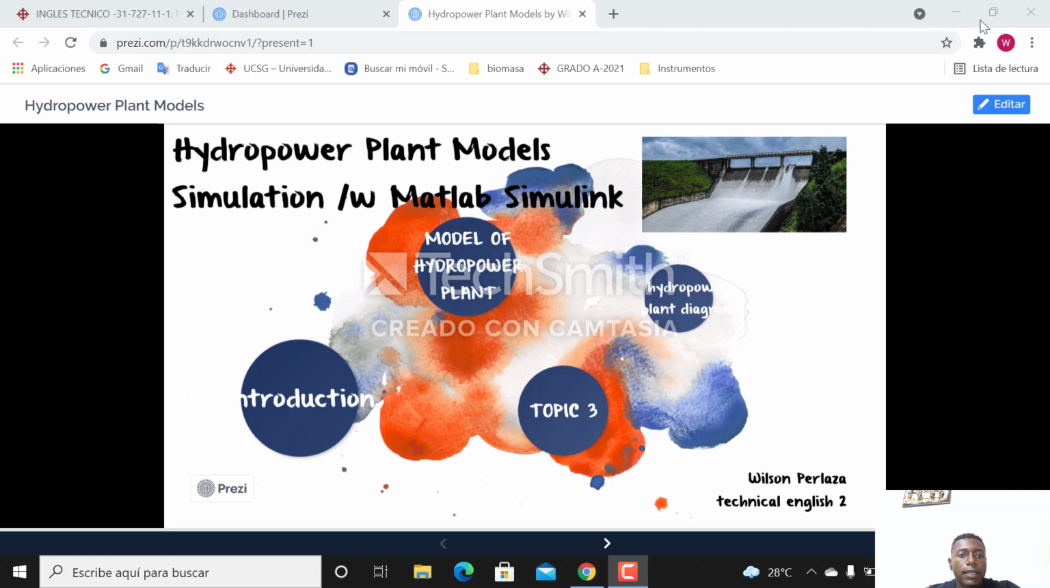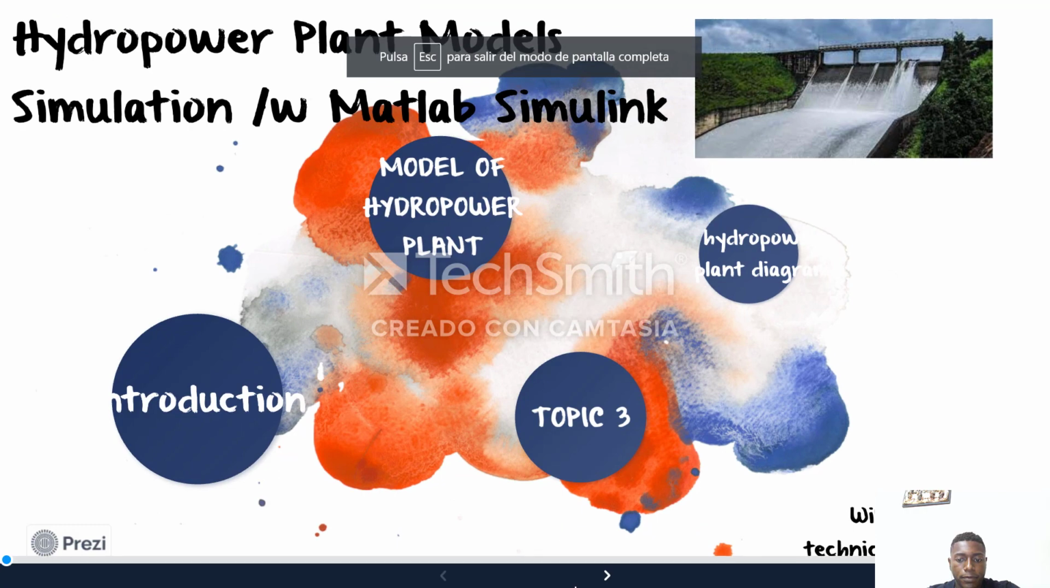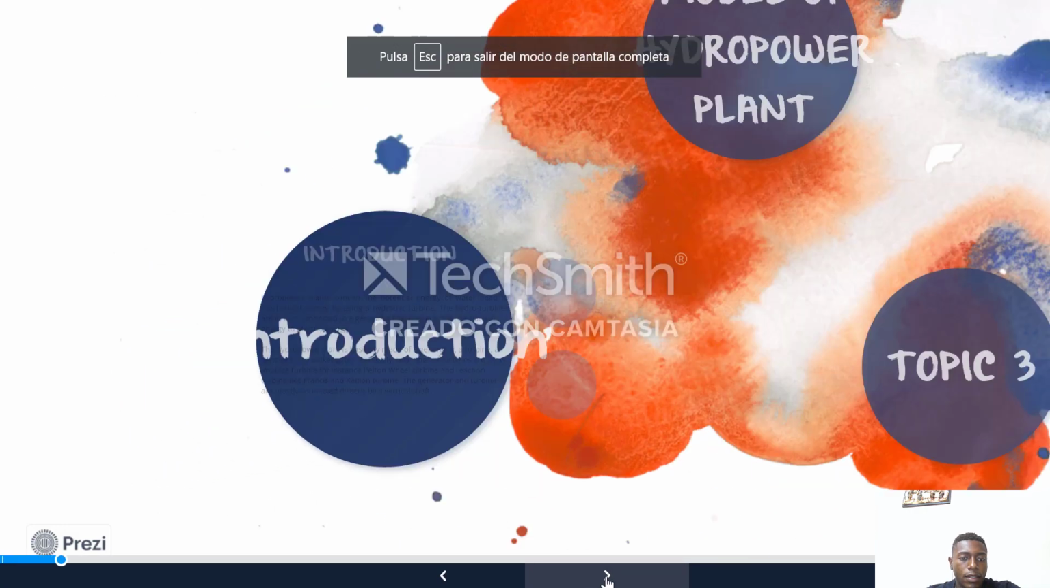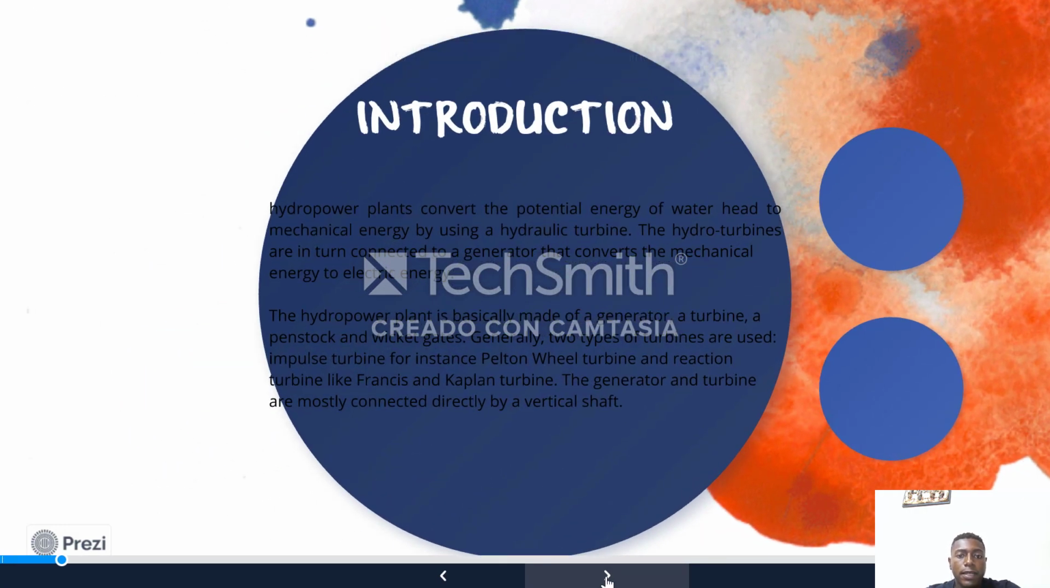My project is Hydropower Plant Model Simulations in MATLAB Simulink. Introduction. Hydropower plants convert the potential energy of water head to mechanical energy by using a hydraulic turbine. The hydro turbine is interconnected to a generator that converts the mechanical energy to electric energy.